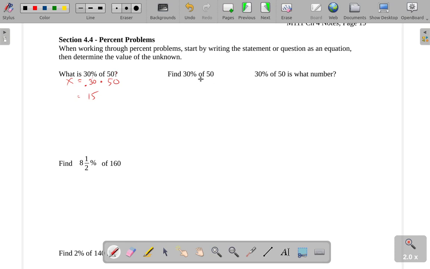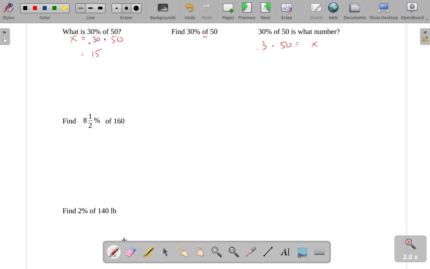You can also see this same sort of instruction by saying find 30% of 50. This is, again, of means multiplication. Or if I say 30% of 50 is what number? 0.3 times 50, that's 0.3, that's my 30%. Of is multiplication, 50 is 50. Is, that's my equal sign. And what number? You can see this is the same equation. I just restated the exact same instruction in 3 different ways here.